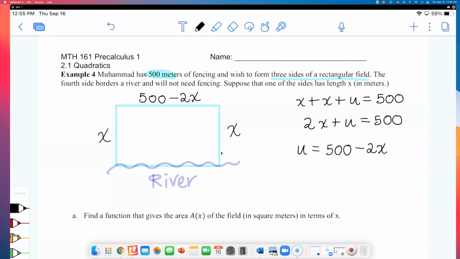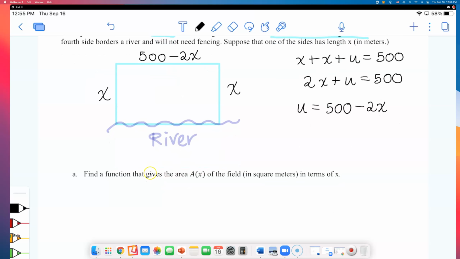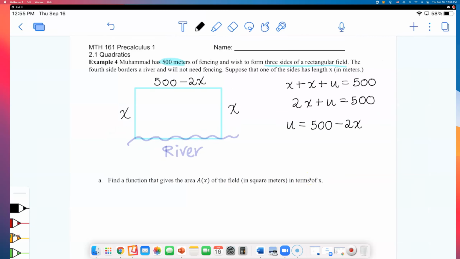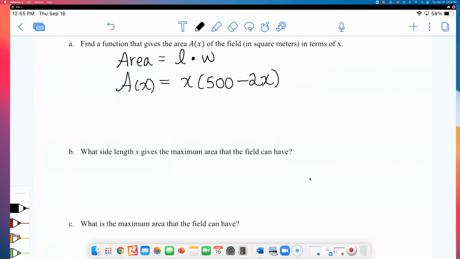Now I have a feeling they're asking for an area. Part A is asking, find a function that gives the area A of x of the field in square meters in terms of x. Okay, you know that area is equal to length times width. We have those measures. We're going to do x times 500 minus 2x. And that is perfect. You can stop there.